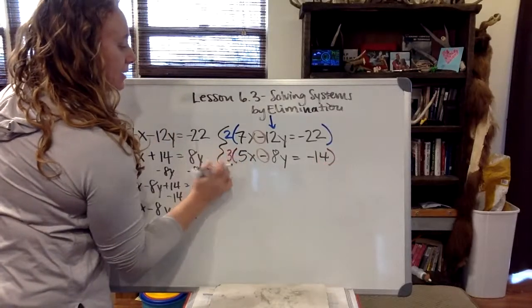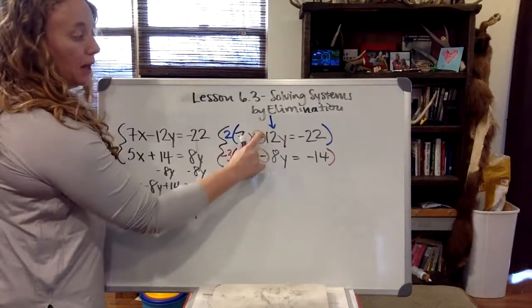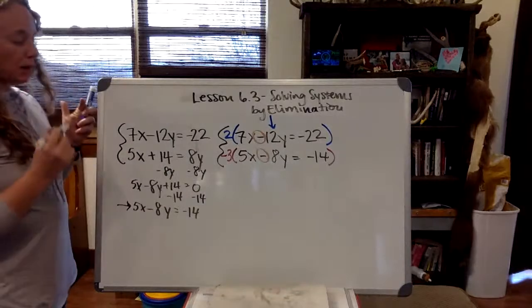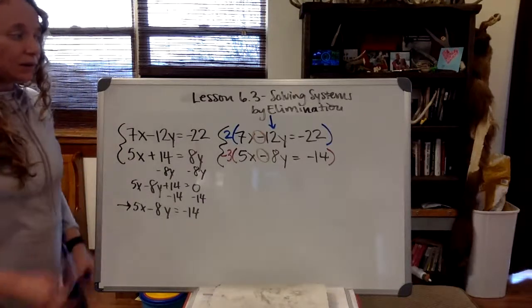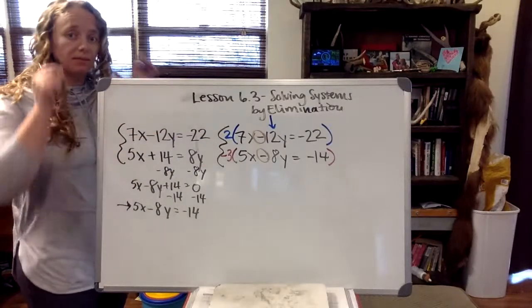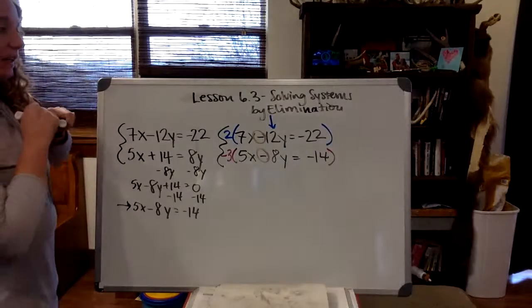If I do that, this y term will become -24y or positive 24y, depending on the equation. And then things will disappear. Now notice, I had to multiply both equations to be able to do this. And now you can already see why this is going to take a little while.